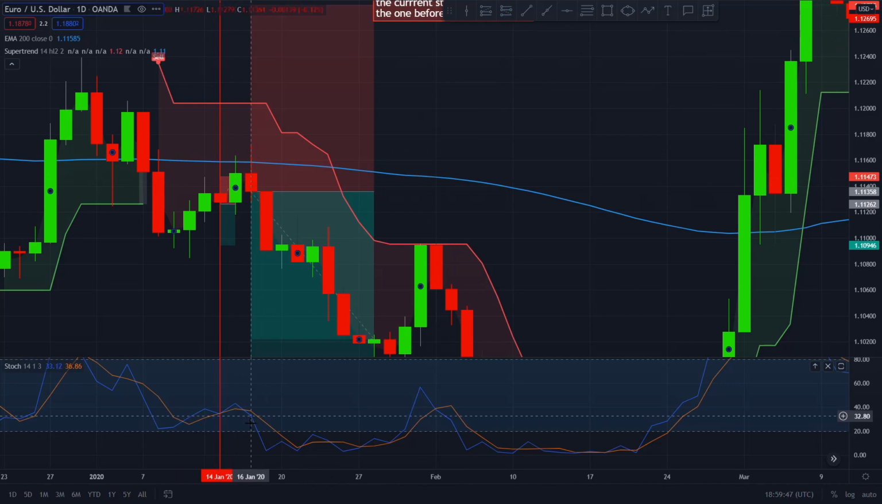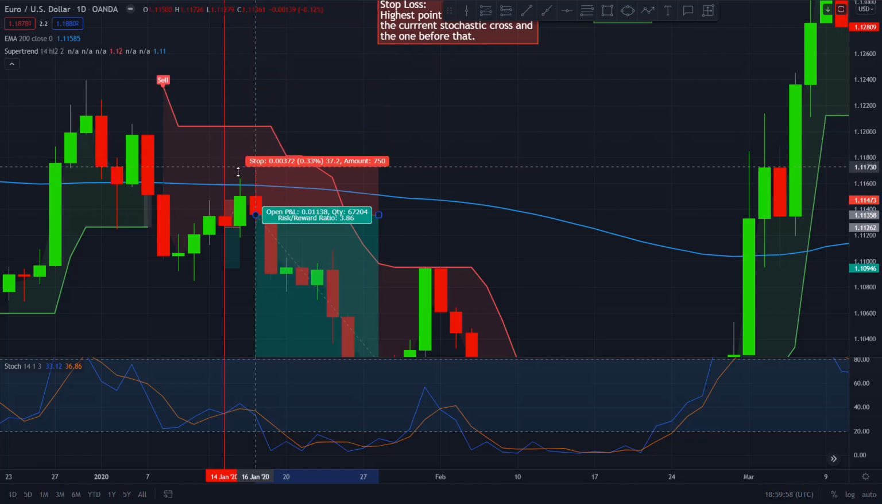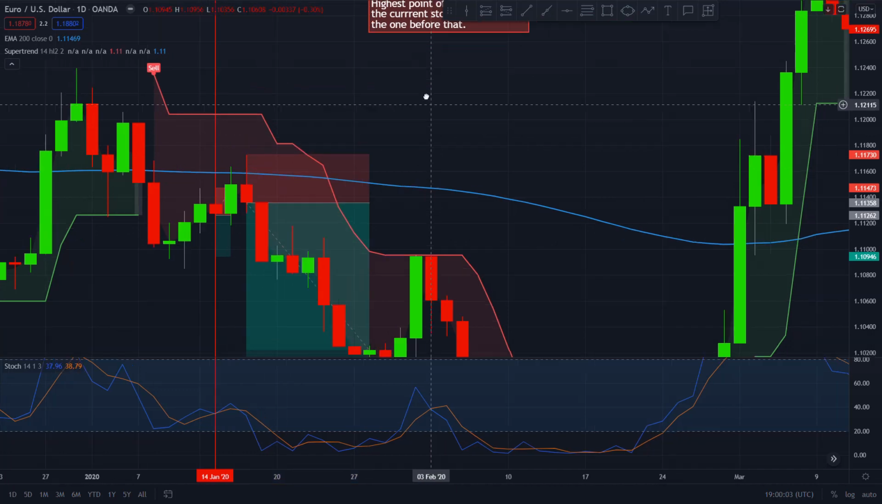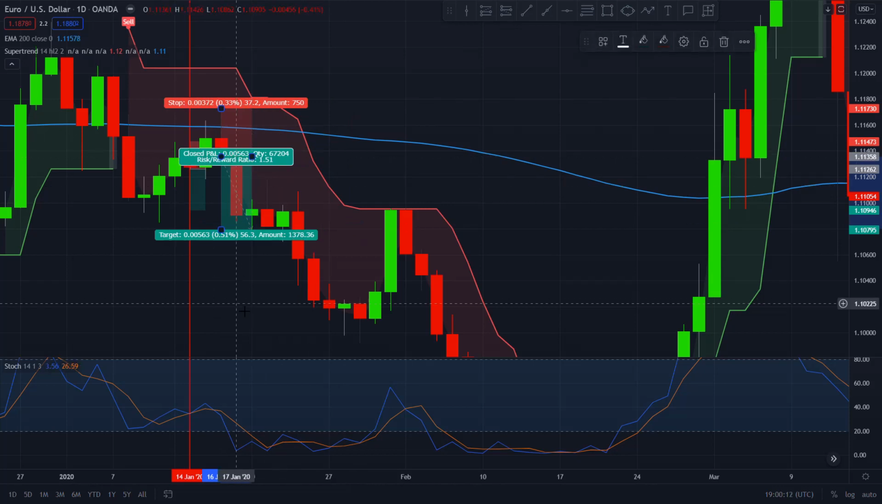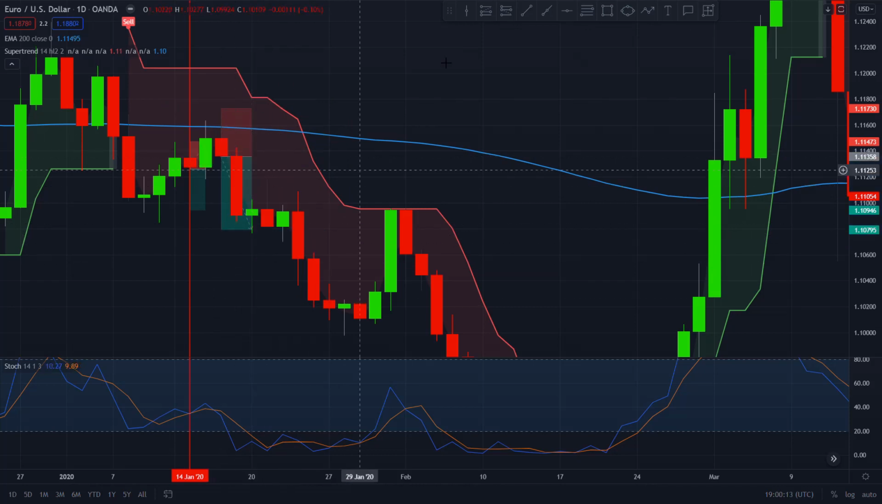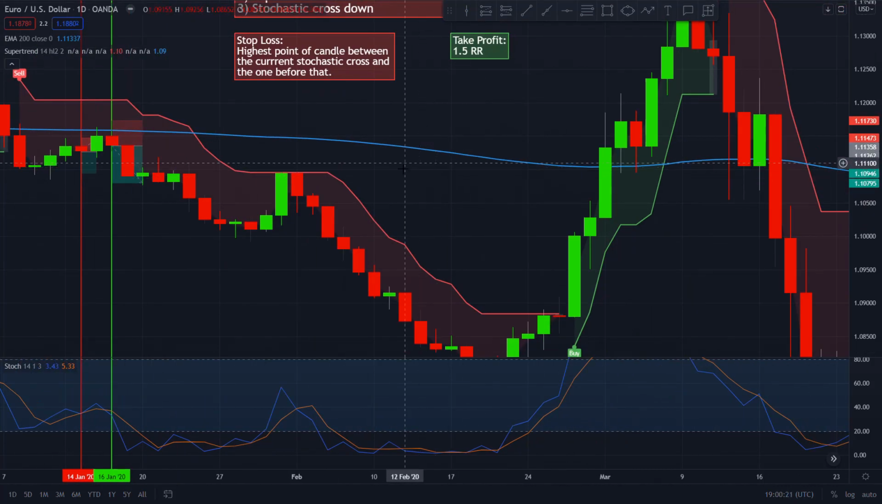We will target the highest point of the candles between this cross and the last cross. So if you take a look, you will see that this candle was the highest point between these three. For the take profit, we will target 1.5 times the risk. And as you can see, the price just hit it. So this one is going to be a winner. And with that said, let's see the 100 backtests.